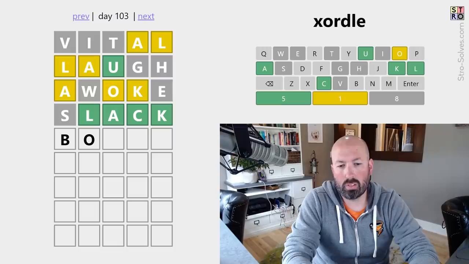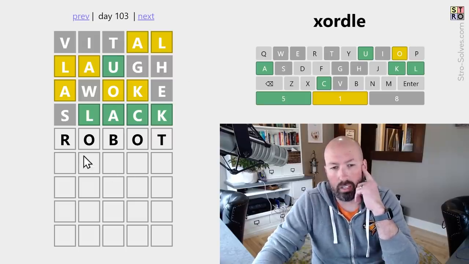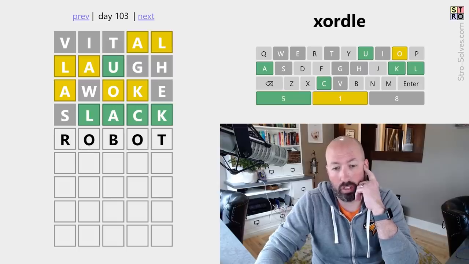Flack or black. B-O something. What about robot? I know we don't have a T. But it checks R and B. B might be for black. Let's see if we have an R. That's a good letter to check. And two places for the O. I'm gonna do that.